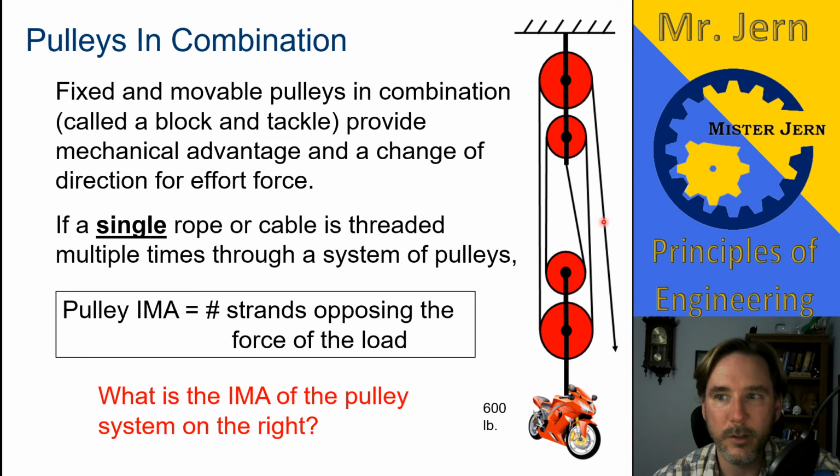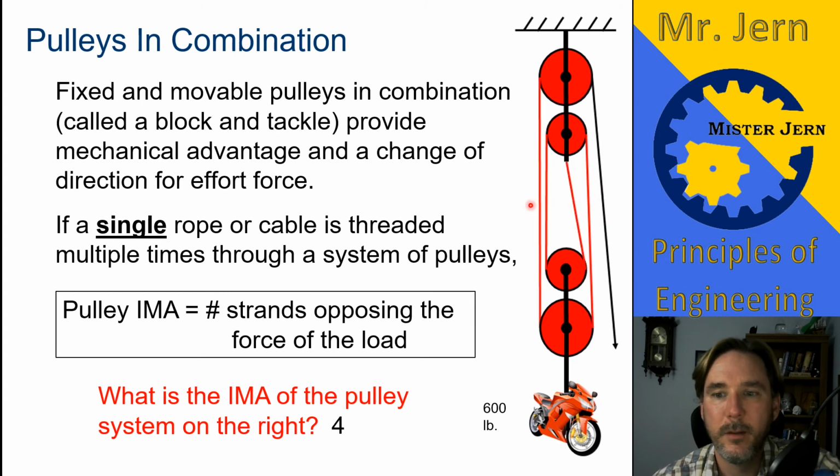Okay, the number of strands opposing the force of the load. So you don't count the one you're pulling on. So how many strands are there opposing the load? 1, 2, 3, 4. So the IMA, the ideal mechanical advantage before friction and all that stuff's involved, is going to be a 4-to-1 ratio. Okay, so you could start to do quick analysis in your head. How much is going to be required to lift this up? So there you go. You don't count the one you're pulling on, and then you just count the strands that are opposing the load if it's a single rope.